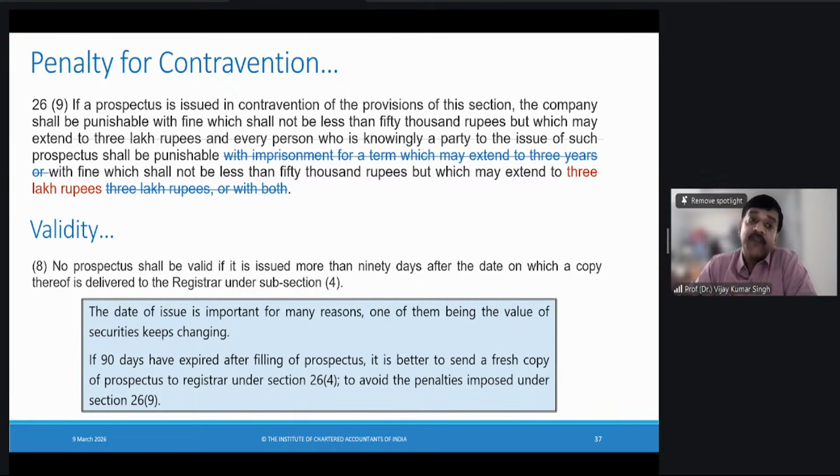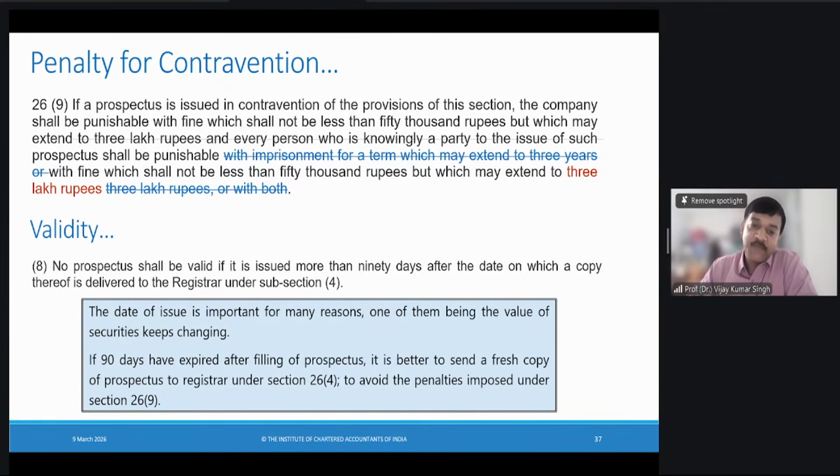Now, validity of the prospectus. So the prospectus shall be valid not more than 90 days after the date on which a copy thereof is delivered to the registrar. So the period for a prospectus to be valid is 90 days. However, you have to seek the exemption. In case of a shelf prospectus, there is a separate provision, right? That is section 31. So we will see what it means.